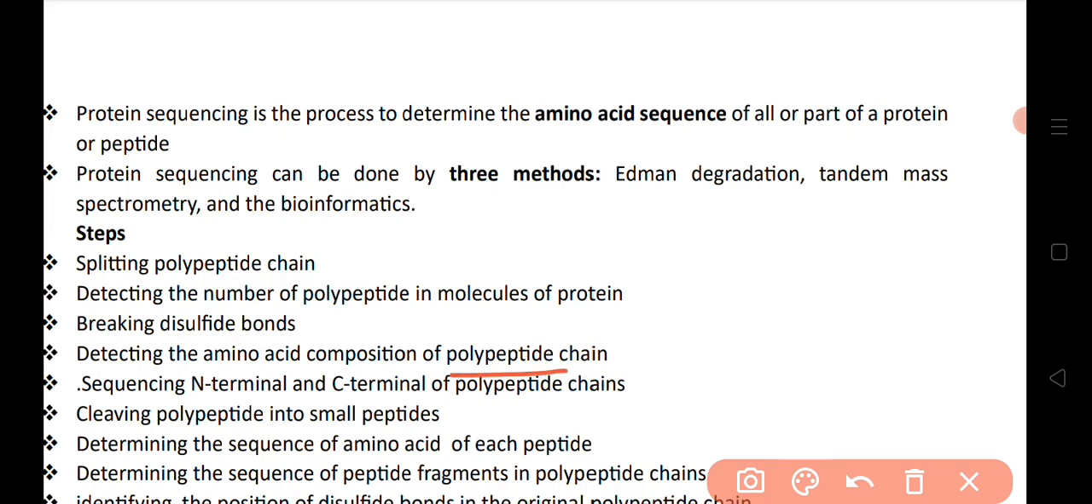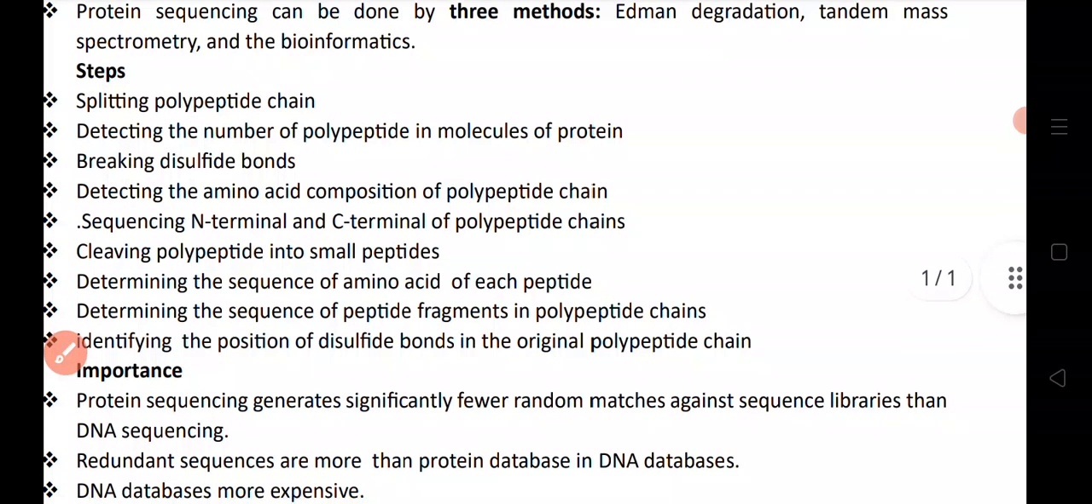After that, we sequence the two ends of a protein, that are the amino terminus and the carboxyl terminus. These two ends of the protein are sequenced in that step, and after sequencing the ends of the protein, we cleave or break down the polypeptide into smaller peptides. Now we have more fragments, short fragments of a number of amino acids combined, and then we determine the sequence of amino acids of each peptide, each fragment. After that, we determine the sequence of peptide fragments.